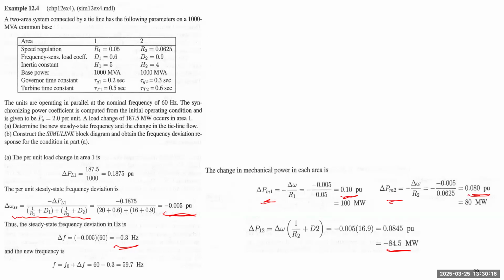Okay, so if you do a simple math, for this case, the load change is 187.5 megawatt in the area 1. And the total generation change is 180 megawatt. Which means the generation didn't increase as much as the load change. Why? Because you have a frequency deviation. Because the system has frequency dependent load, it doesn't need to change that much.